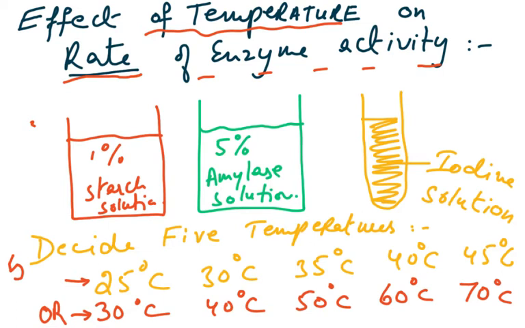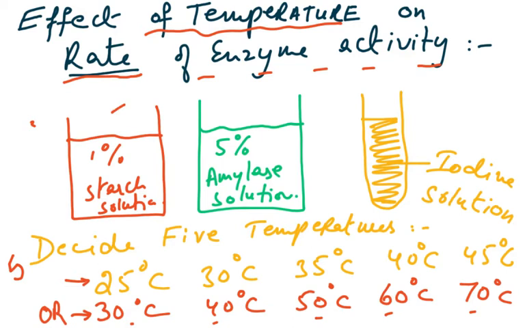Now I've given you two options. Either you take 25, 30, 35, 40, 45, or you take 50, 60 and 70. Now this is for you to decide which 5 temperatures you are going to take, but you have to be careful about certain things. I'm just going to discuss that with you. You've been given a 1% starch, you've been given 5% amylase solution, and you've been given iodine solution. So you got three things.